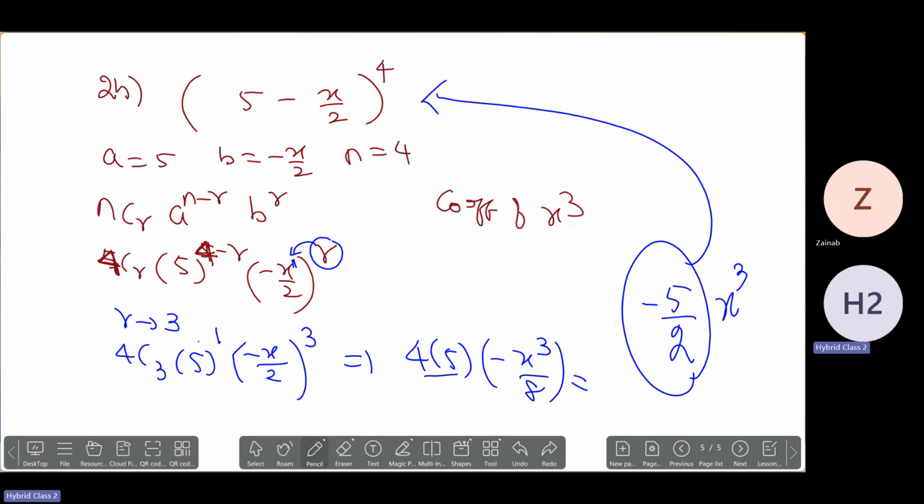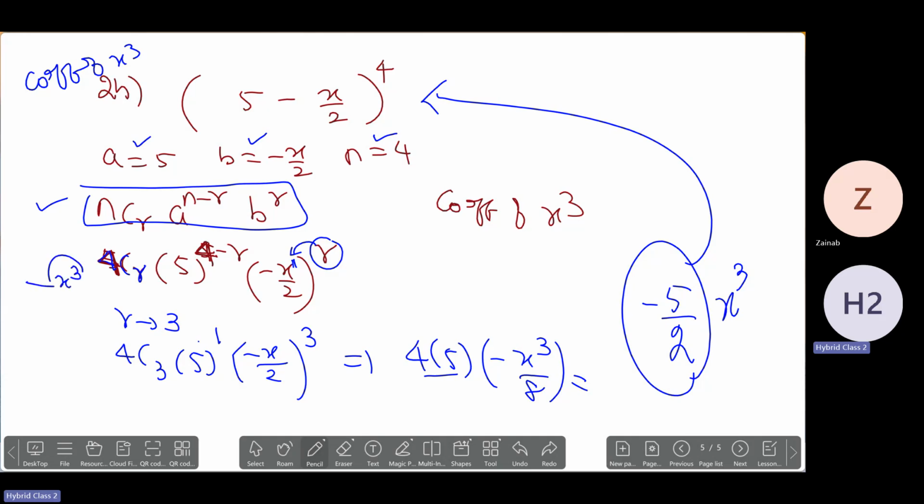You didn't understand anything? See, this is the general form for all the terms. Here we listed what is A, what is B, what is N, and I substitute whatever we know into the general term. So 4CR, 5 to the power 4 minus R, minus x by 2 to the power R. The question is to find the coefficient of x cube. If you expand, 5 terms will come, and one of them comes with x cube. That term's coefficient is what they ask. Coefficient means, leaving x cube, whatever is there in that particular term.